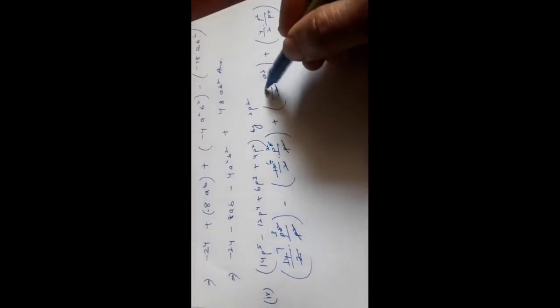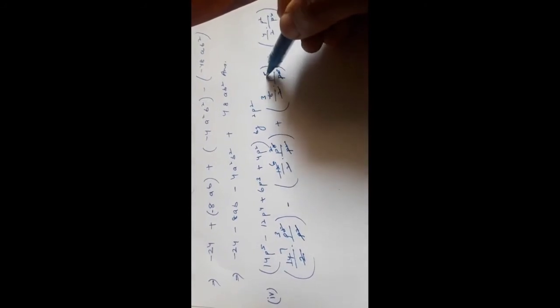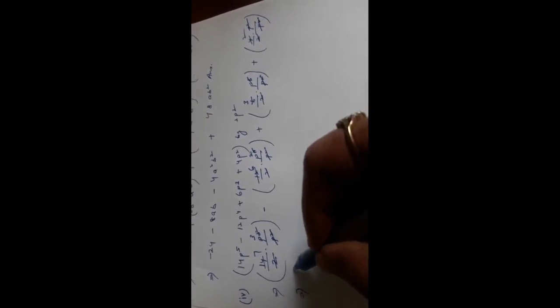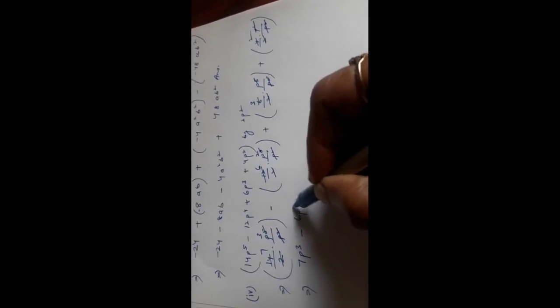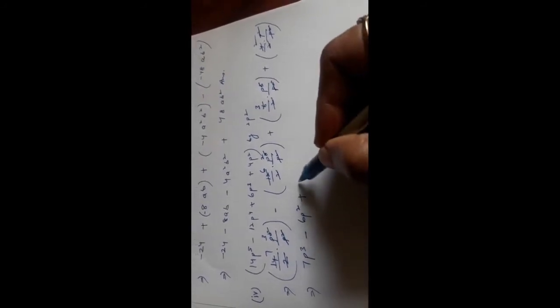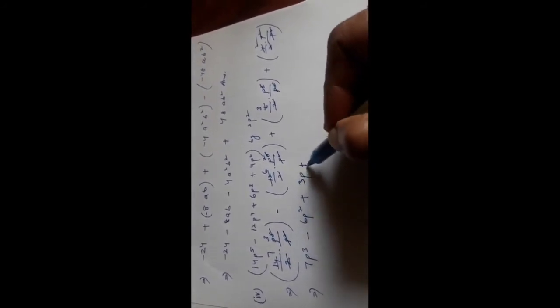Now 2 ones are 2, 2 3s are 6. P square, only single p will remain here, and this p square, 2 ones are 2, 2 2s are 4. Now answer will come out as 7p cube minus 6p square plus 3p plus 2. So answer of fourth part of question number 2 is 7p cube minus 6p square plus 3p plus 2.